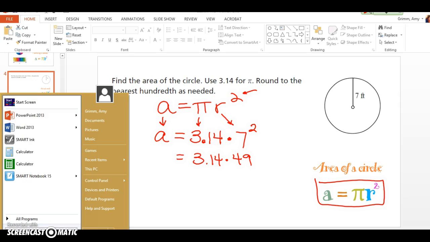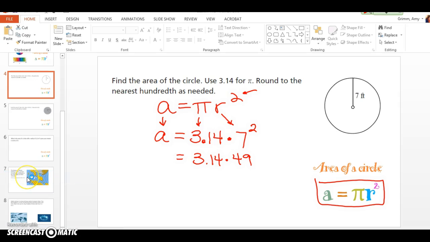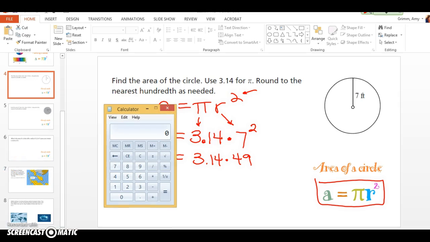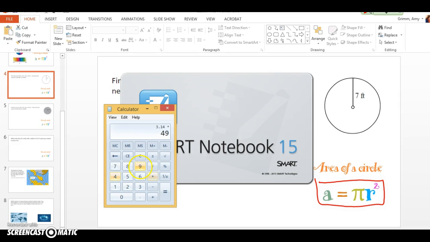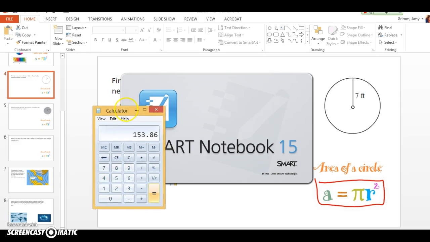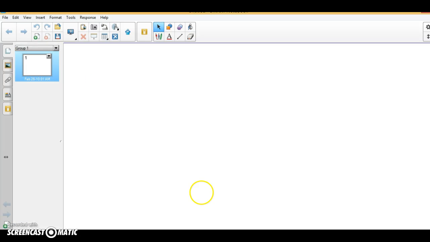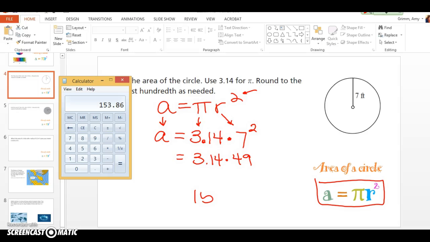And that's going to be my small calculator. Oh, no, not that. There we go. 3.14 times 49. I'm getting 153.86. All right, 153.86, and it told me to round to the nearest hundredth.